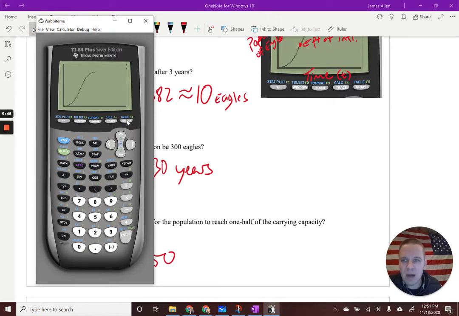Graph it again. I do love watching that thing graph. It's an exciting thing to watch. All right. So intersect, which is 5. Hit enter 3 times. Again, there's only one intersection, so it's going to go right to that. It's when you have multiple intersections that you really need to make sure that you guess accurately so your calculator gives you the right one.